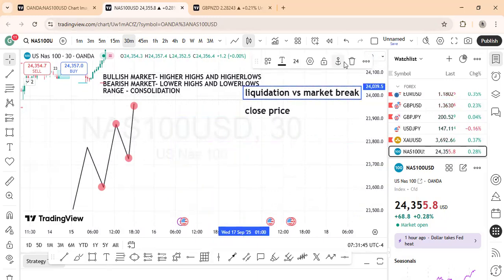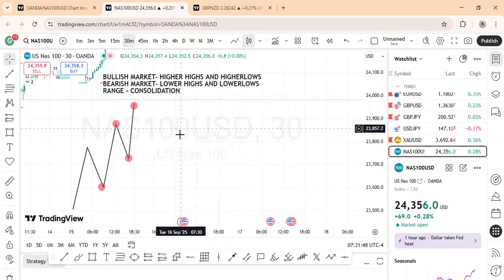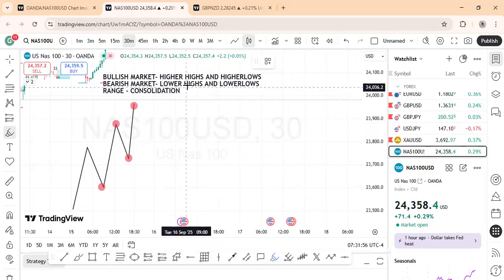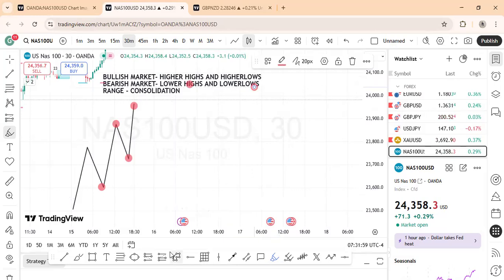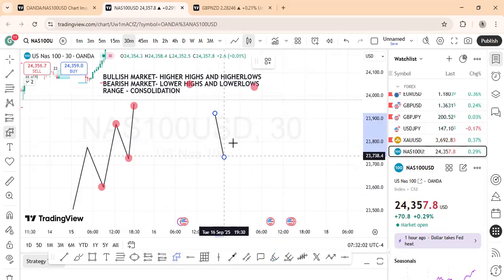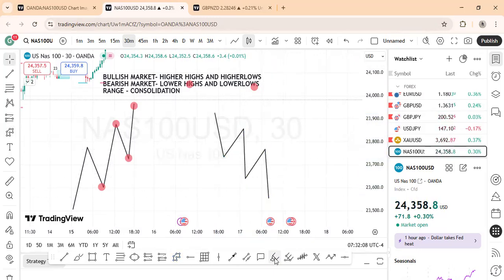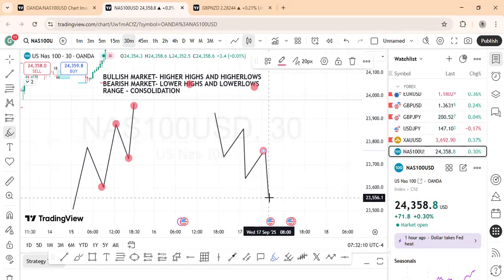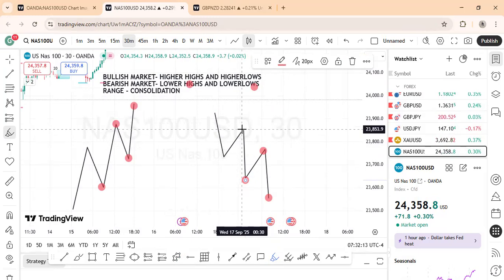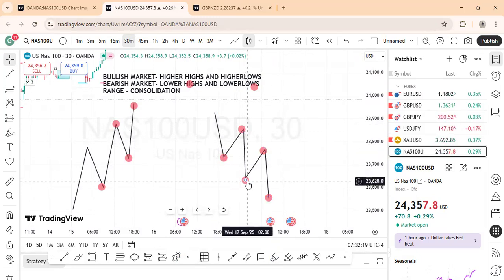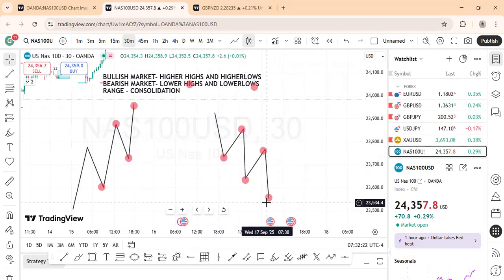All right, so let's continue. This is how you classify a bullish market. Now for a bearish market, we classify it by lower highs and lower lows. The lower high is simply a market that is going downwards, making retracement legs. This is a lower high, this is a lower low, this is a lower high, and that's a lower low. So you want to see the market trend downwards, making lower highs, lower lows, lower highs, lower lows. That is what we refer to as a bearish market.